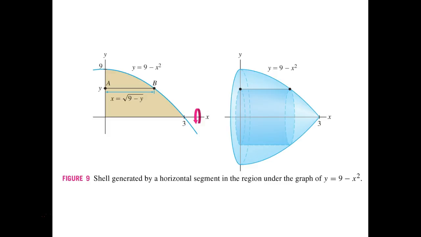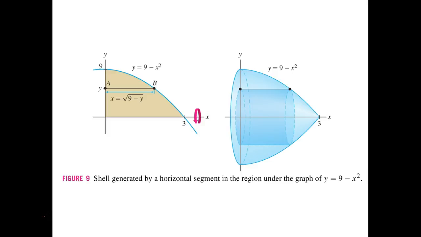With the shell method, since you're rotating this way, you're going to have to do a dy. But if you do a dy, you've got to change this to x as a function of y. So we're going to add x squared to both sides, and then subtract the y from both sides, and that will give you x squared is equal to 9 minus y. Then take a square root, because we're only doing the positive square root, so you only need the one, and that would be the square root of 9 minus y. So that's what we've got here.